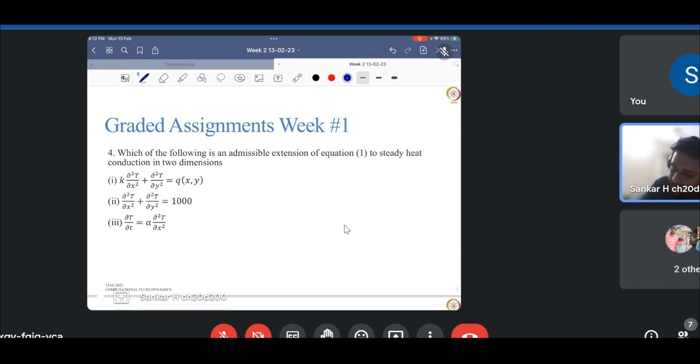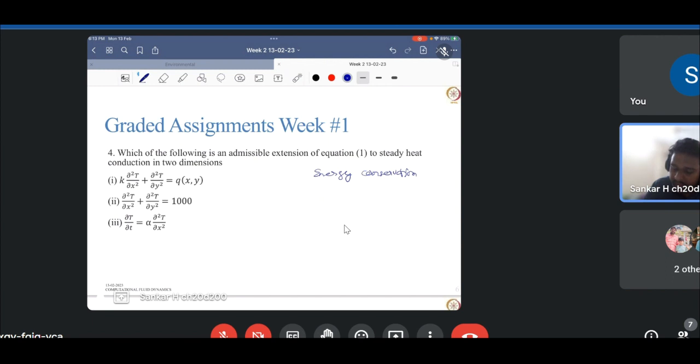Moving on to the next question, which is an admissible extension of equation 1 to two dimensions. How can we take this and put it in a two-dimensional equation? For that, we need to understand the energy conservation equation that can be found in any textbook, which has k times del square T is equal to q plus 1 by alpha times, I'm not sure of the exact equation, but it can be found in any of the textbooks where the energy conservation equation has to be used.